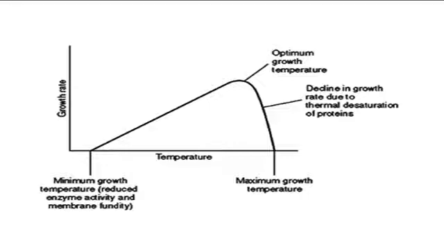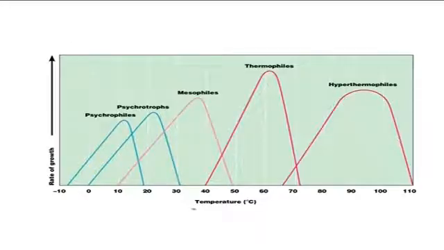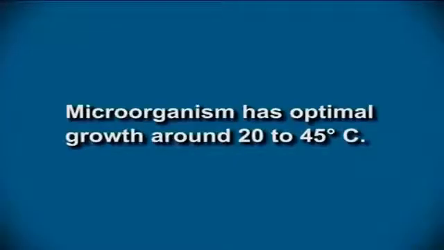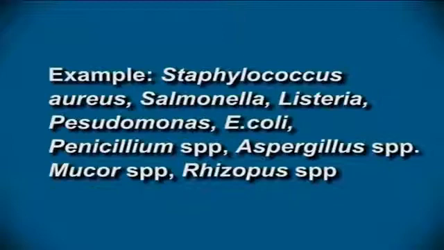The optimum temperature is generally closer to the maximum growth temperature than the minimum, as shown in figure 6. Microorganisms can be categorized based on the temperature at which they grow, as depicted in figure 7. Mesophiles. Mesophiles are the microorganisms with optimal growth around 20 to 45 degrees centigrade. Examples: Staphylococcus aureus, Salmonella, Listeria, Pseudomonas, E. coli, Penicillium species, Aspergillus species, Mucor species, Rhizopus species.